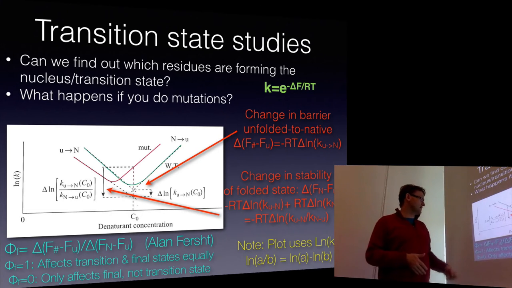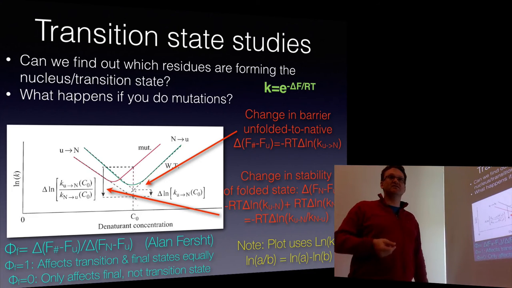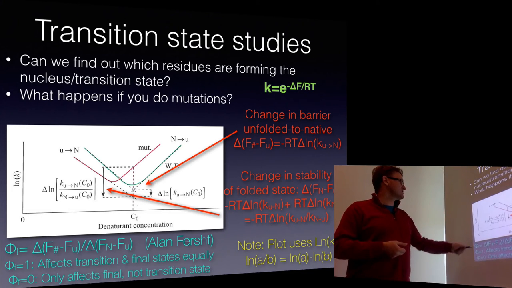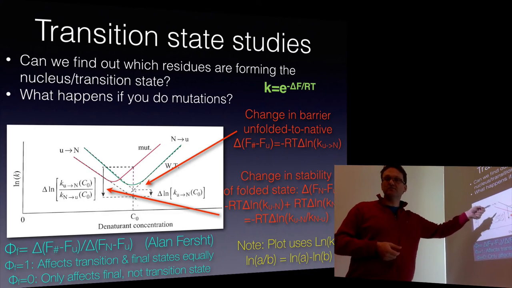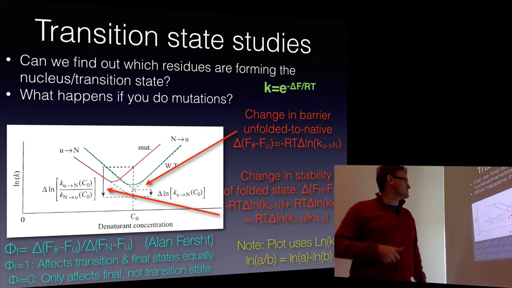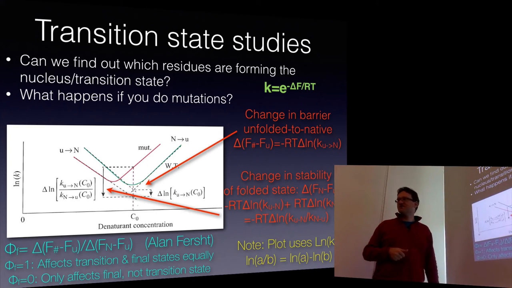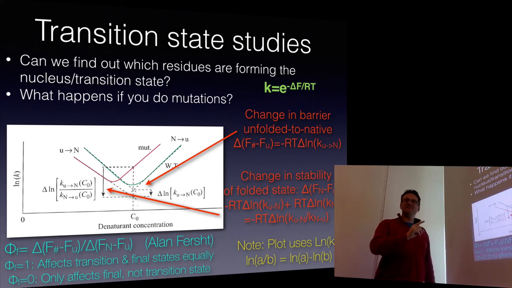If this is 0.5, so 50%, well, whatever residue you had, 50% of the difference shows up already in the transition state and the rest in the really folded state. So this is a way that I can start to say for each residue, I need to do a mutation. But once I've done a mutation, I can say, for instance, my residue 29, is residue 29 really part of the transition state? This is really cool because we're measuring something you can't measure.